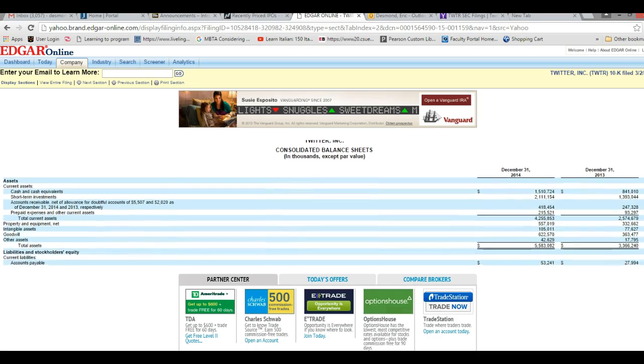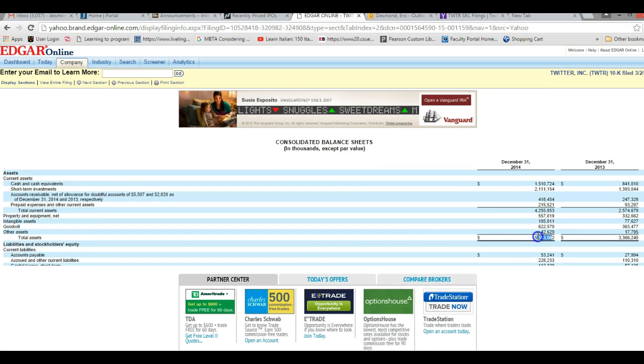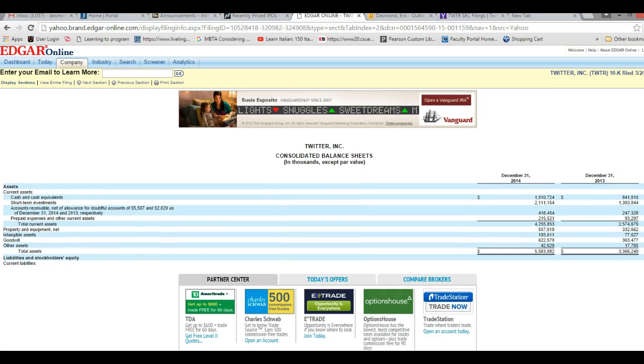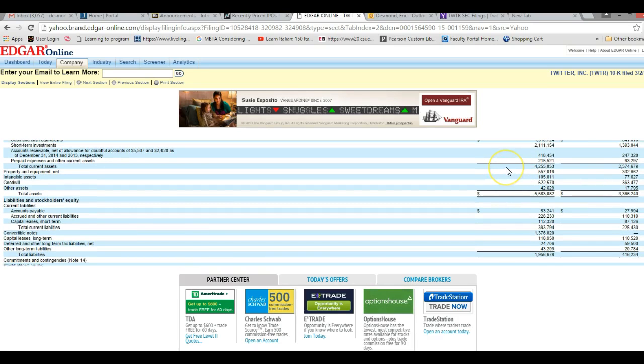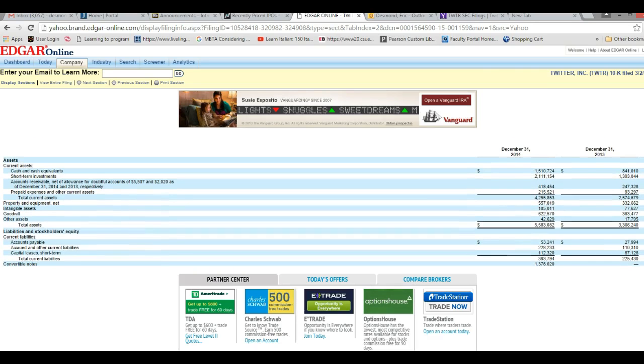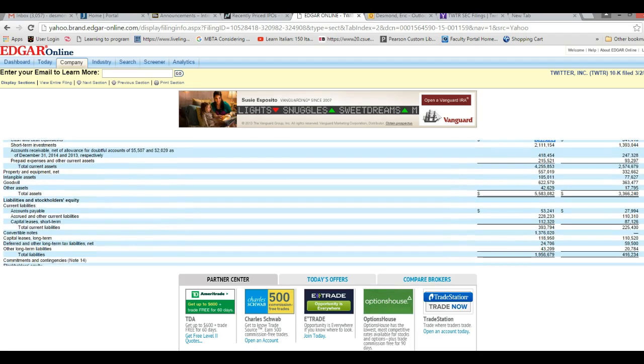So the first thing is we're going to look at total assets. The total assets right here have gone up since December 31st, 2013 to 2014. It's gone up relatively significantly, and then you look at the different components, the largest sections of the assets, and it appears that short-term investments have gone up, as has cash and cash equivalents. So it's almost doubled cash and cash equivalents. That's usually a pretty good sign.